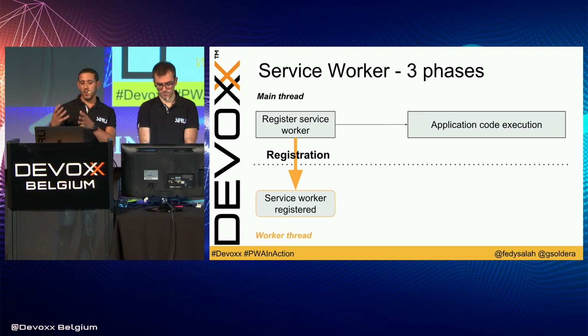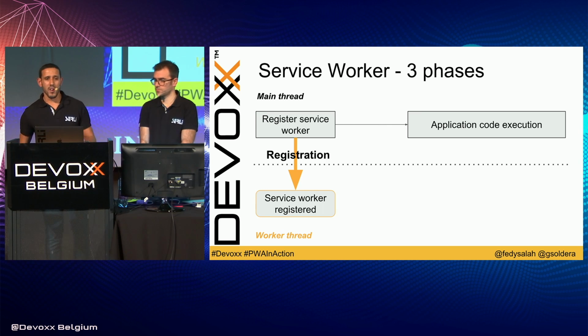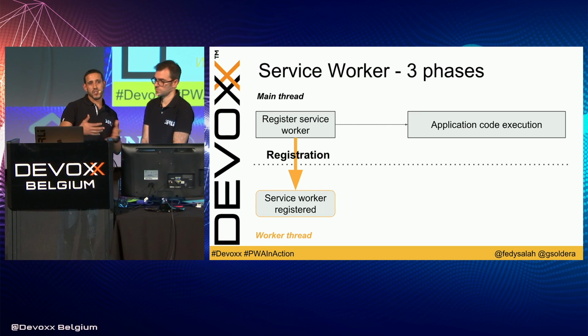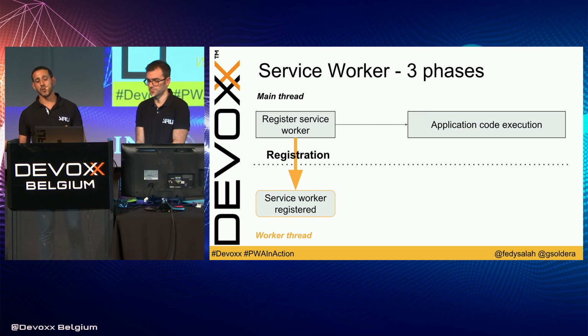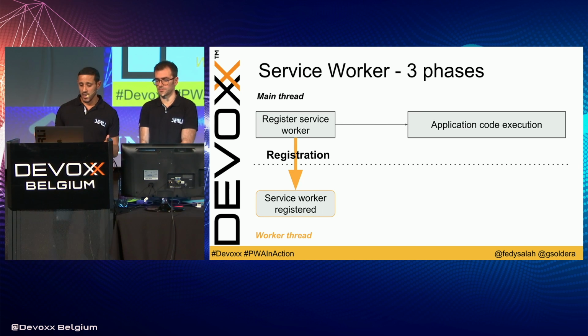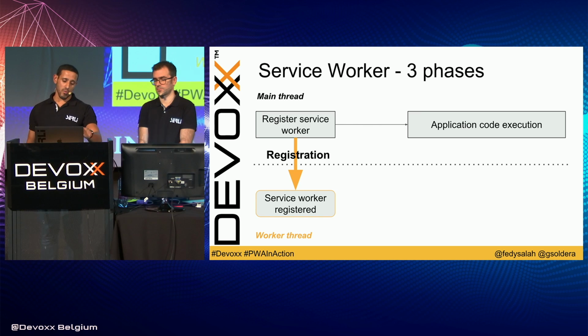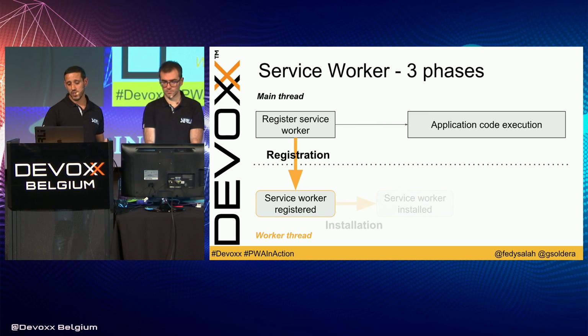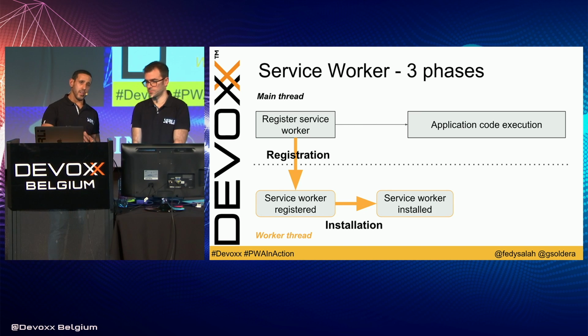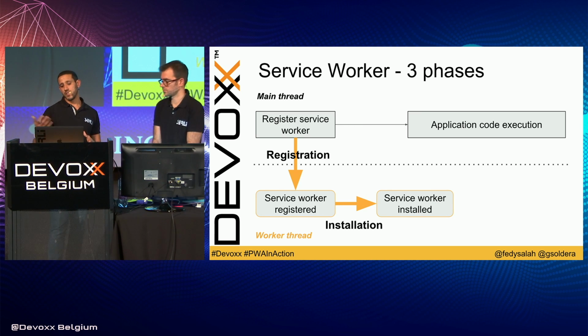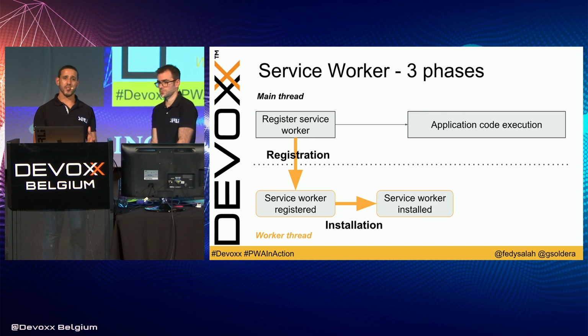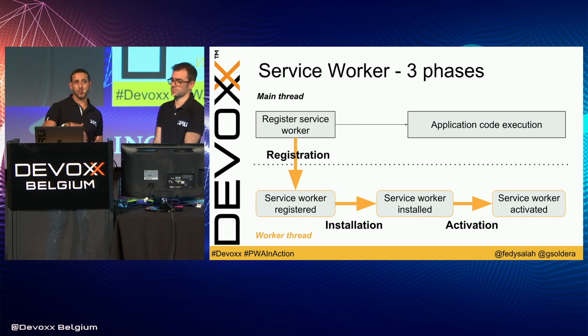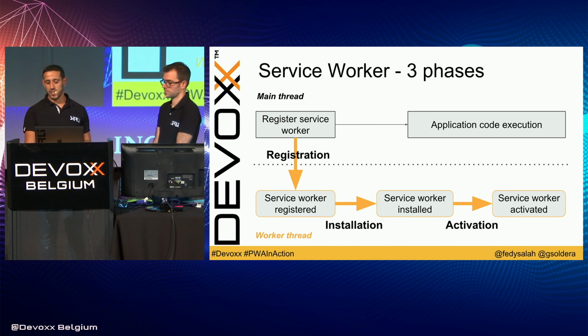First, the main thread will test if the service worker is supported by the navigator. If it's the case, we are going to register the service worker. The service worker will be registered. After that, an event will be fired. It's the install event. The service worker will be installed.